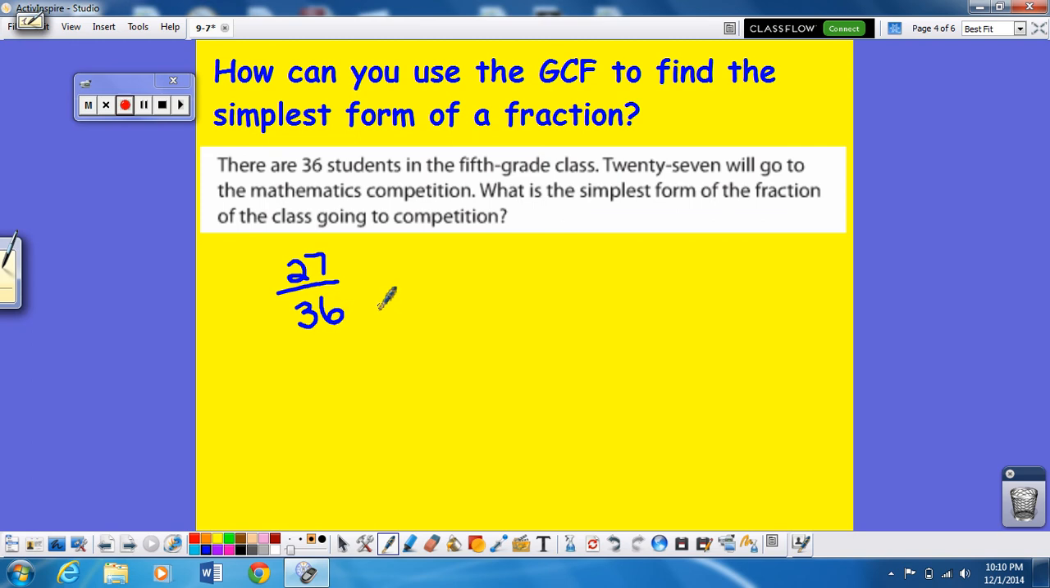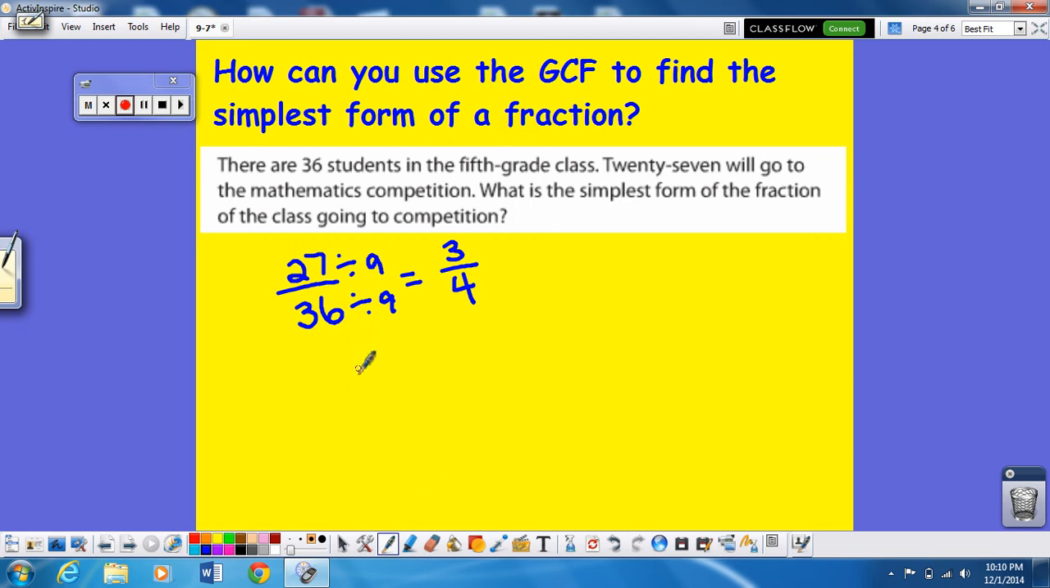And it asks us to put that in simplest form. So I'm going to divide both of these by 9 because I know when I look at both of those numbers that they're both divisible by 9. 27 divided by 9 is 3. 36 divided by 9 is 4. I know that there's nothing that goes into 3 and into 4 other than 1. So 27/36 in simplest form or lowest terms is 3/4.